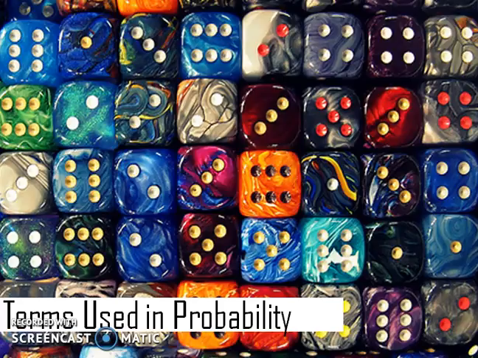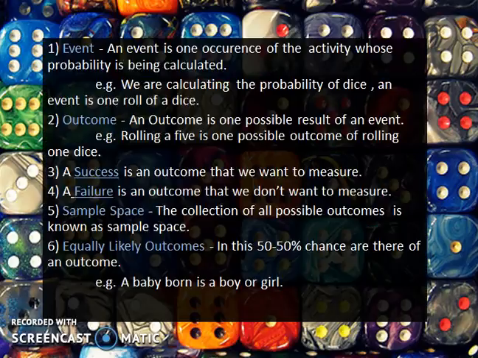Now, we move to the terms used in probability. Basically, we have some words or terms used in probability. Firstly, we have event, which is an occurrence of the activity whose probability is being calculated. For example, we are calculating the probability of dice. An event is one roll of a dice.